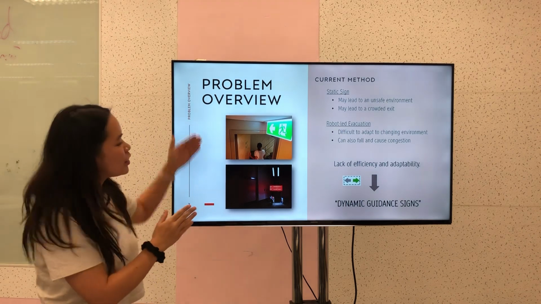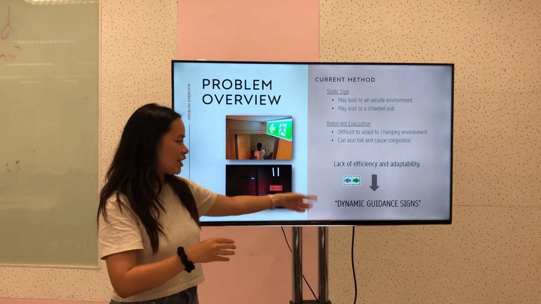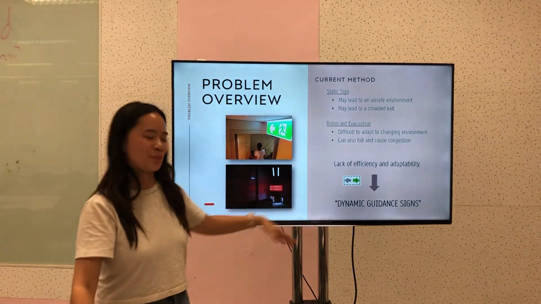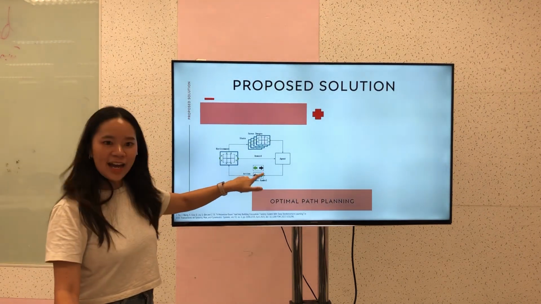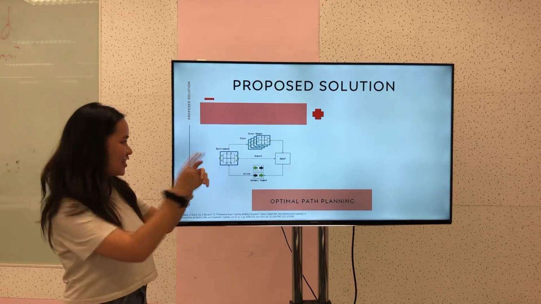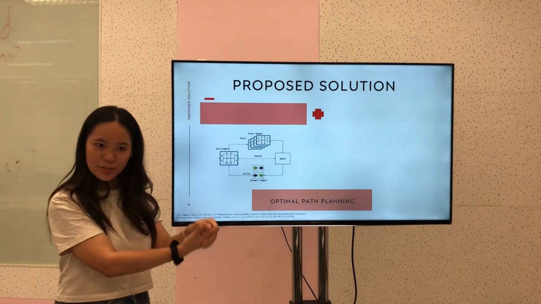So in this paper, we changed it to something called the dynamic guidance sign. The dynamic guidance sign is basically a sign on the wall, and it can change the direction to go to the left or to go to the right.